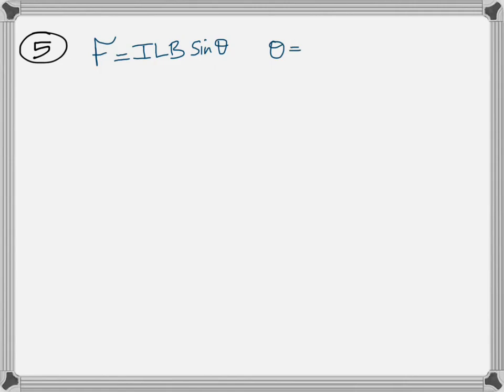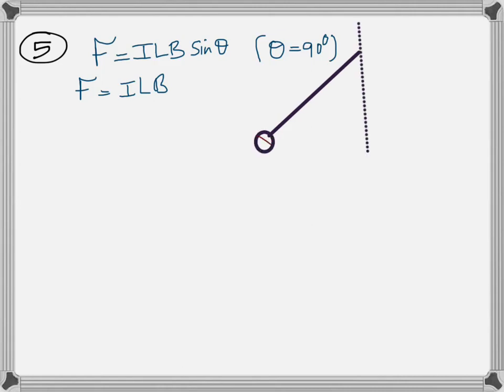Yeah, so F is ILB sine theta. In this case, theta is 90 degrees, isn't it? Theta is 90, so F is just ILB. That's the diagram. And so that's the direction of the force. And the weight acts vertically down.